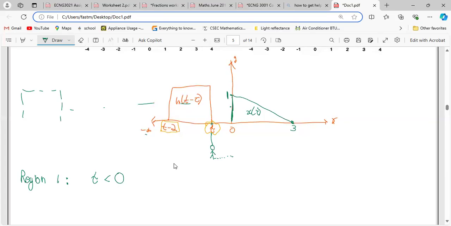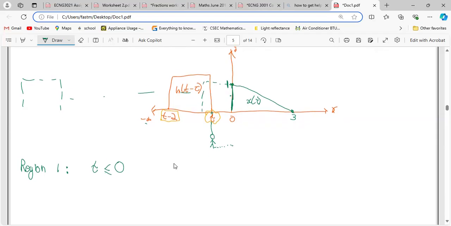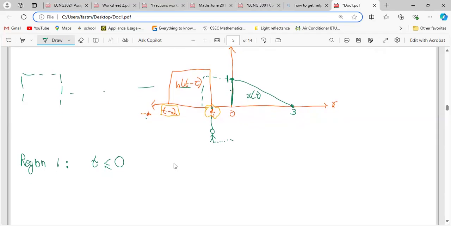You could put equal to. Yeah, equal to, because at 0 you don't really have anything. You still have no overlapping at 0. Right? So you could use less than or equal to for this one. And then from there, you do the normal equation.